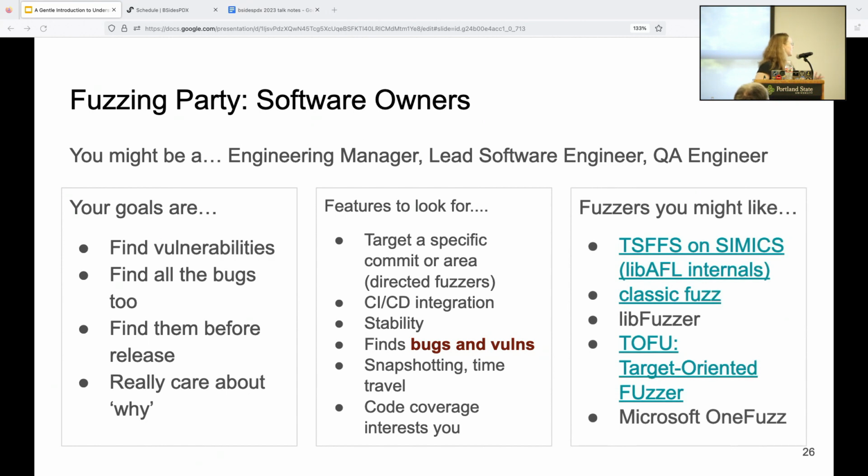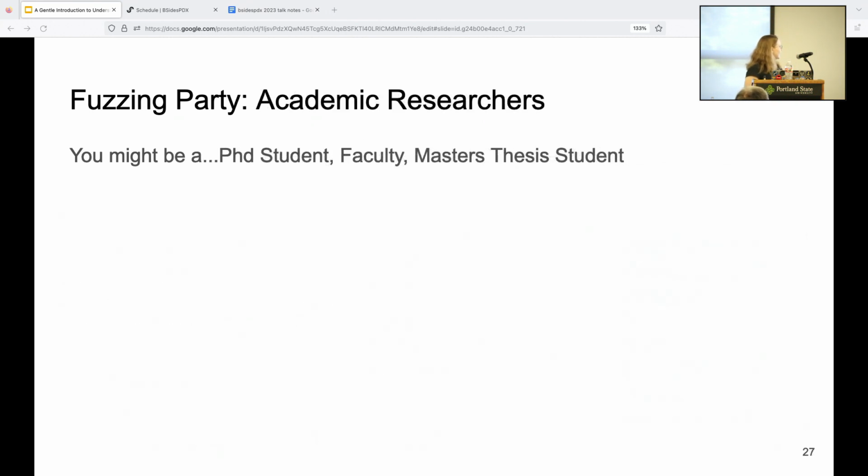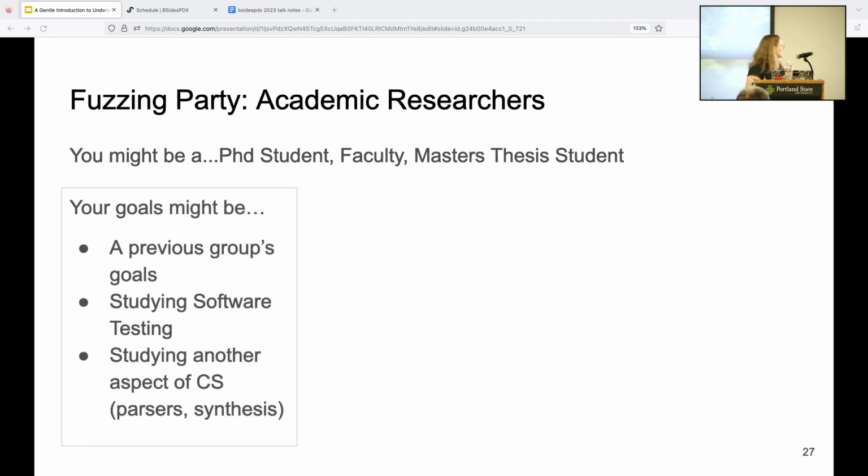And then the group I am in now is academic researchers, which are much maligned, and part of that is because our goals are not always your goals. It might be one of those three. It might be studying software testing as a field. We might be looking at something else in CS, and fuzzing just looks like a good venue to study it, or at least to get funding to study it.